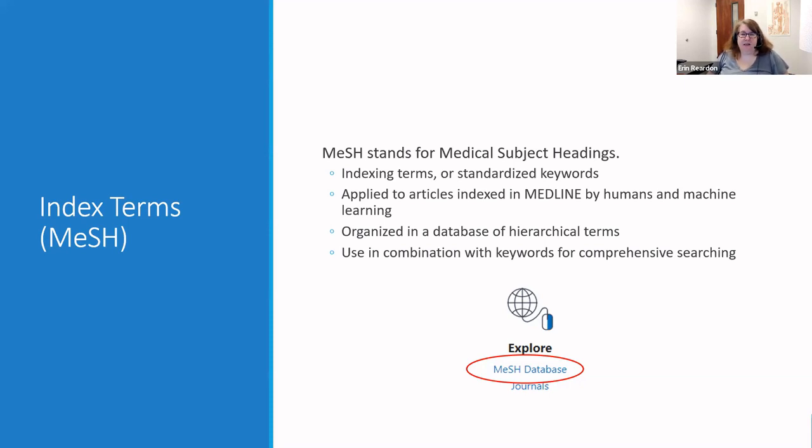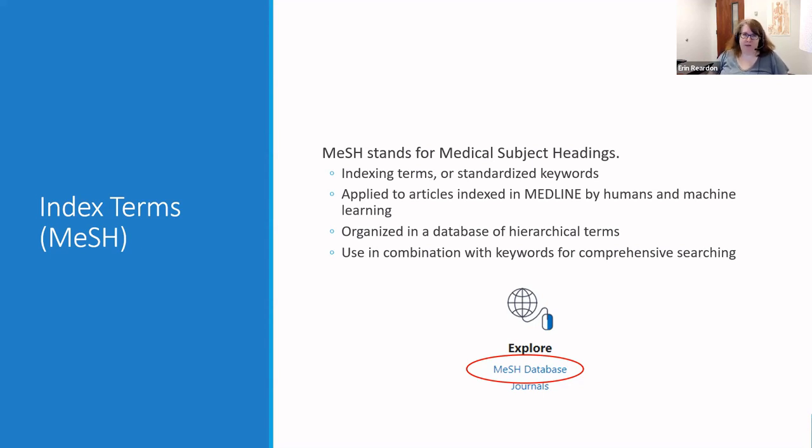So think of MeSH terms as standardized keywords. They used to be applied to articles indexed in Medline by humans, by actual people who were trained to do this. They would look at the article, say, this article is definitely about melanoma, and add the melanoma MeSH term to it. Now it's done by machine learning, but it's still attaching the most relevant MeSH terms to an article.